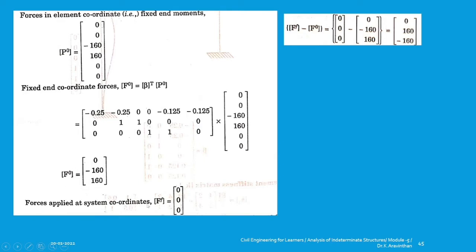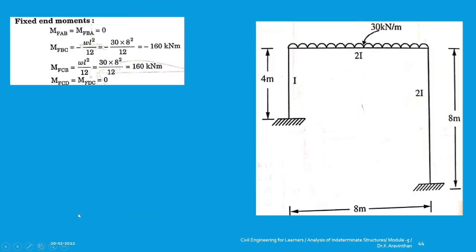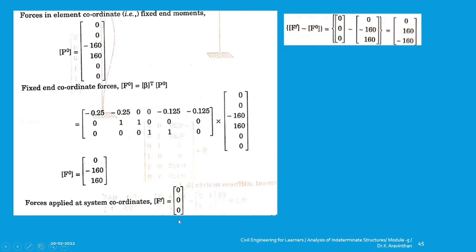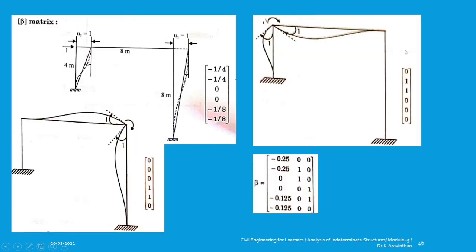What is F of F? Which is the force applied at the coordinates. So there is no force acting at the joint. Now F of F will be 0, and you can find F of F minus F naught. So F of F component is 0 here, minus F naught value is here. So minus of minus will be plus, and minus of plus will be minus. So this is your answer.